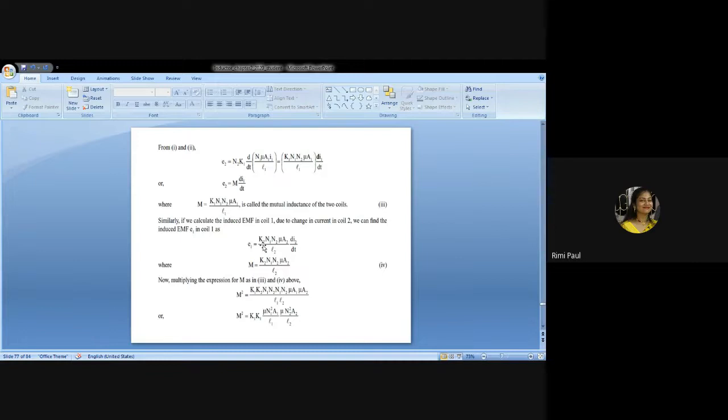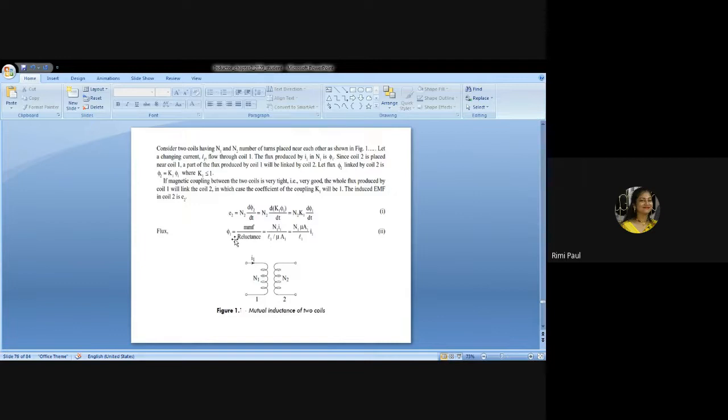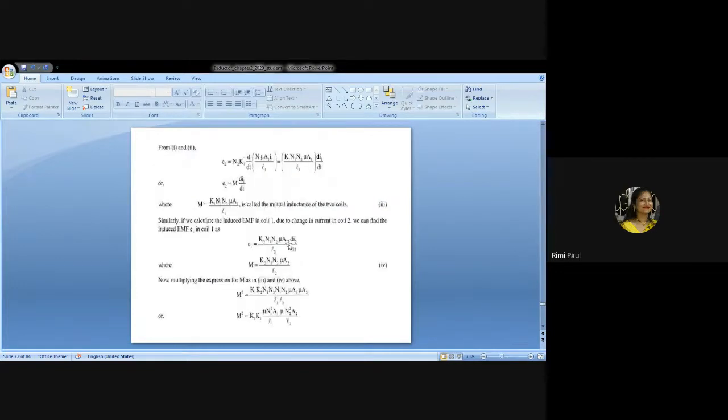Now phi 2 is nothing but the MMF by reluctance, where phi 2 is equal to N2I2 by L2 by mu A2. So here we can write K2 N1 N2 mu A2 by L2, di2 by dt. Now what is M now? M is K2 N1 N2 mu A2 by L2.